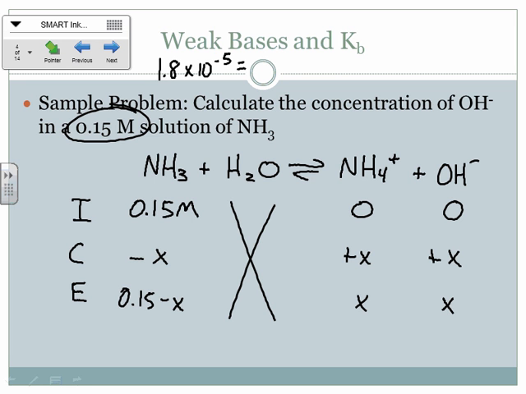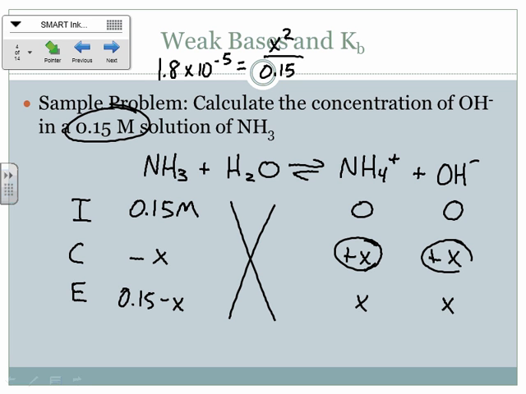And that is equal to x squared over 0.15 minus x, but again, I'm going to just assume that 0.15 minus x, because so little of this actually does change into the NH4 and the OH minus, I'm going to assume our x is very small compared to the 0.15, okay? And we'll check our assumption at the end just to make sure that that's okay.